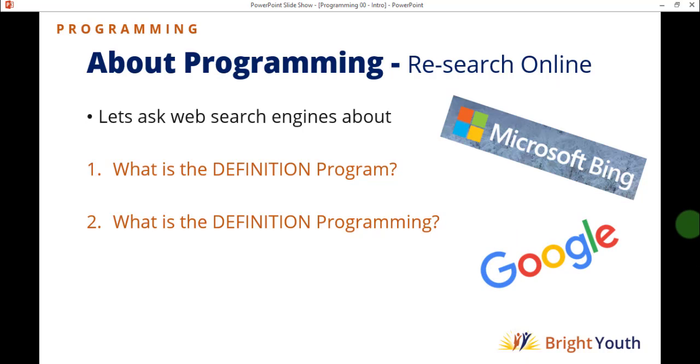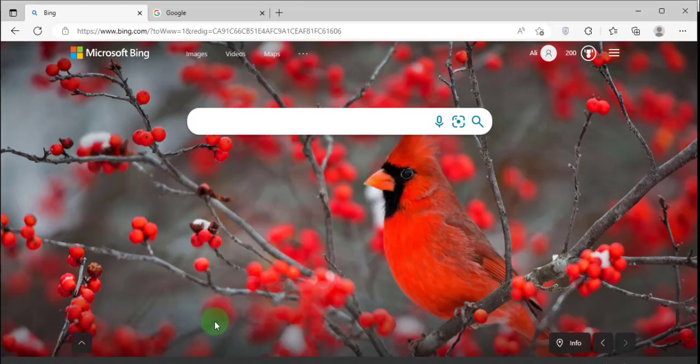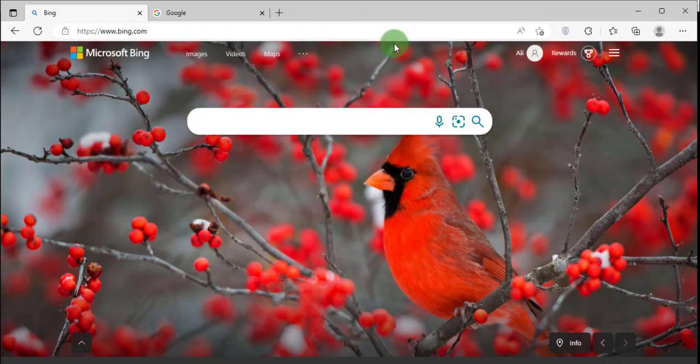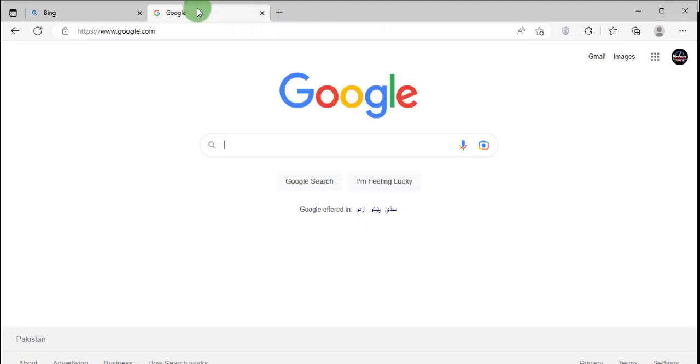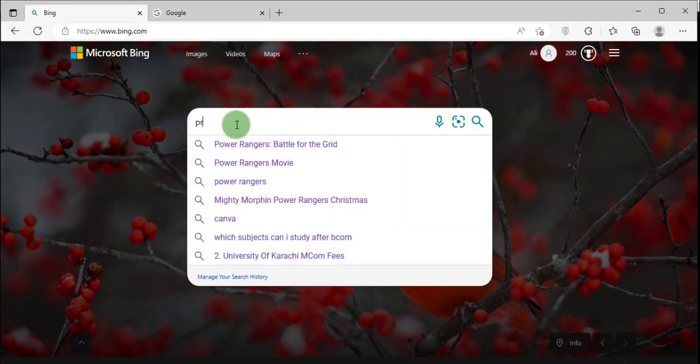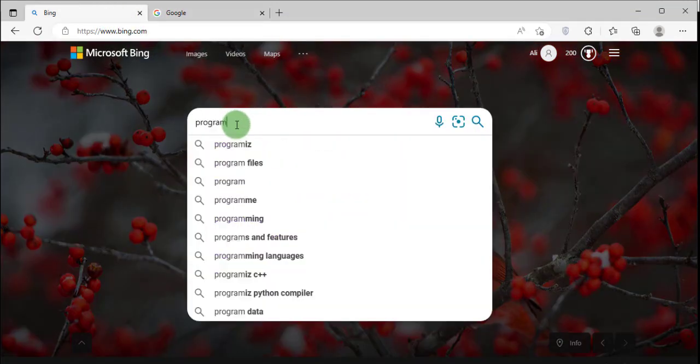These are the two most used search engines right now. So let's dive in. I have Microsoft Bing, www.bing.com, open here in my web browser. If I delete all this and enter again, we have this same page. And on the next tab, we have www.google.com. Okay, so at first we are searching about program.